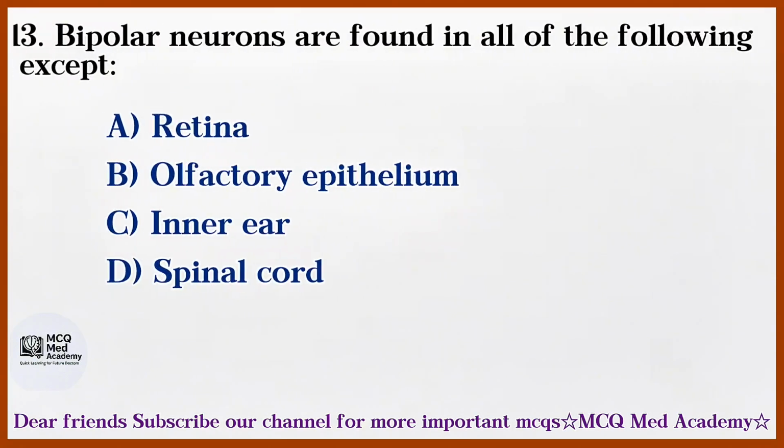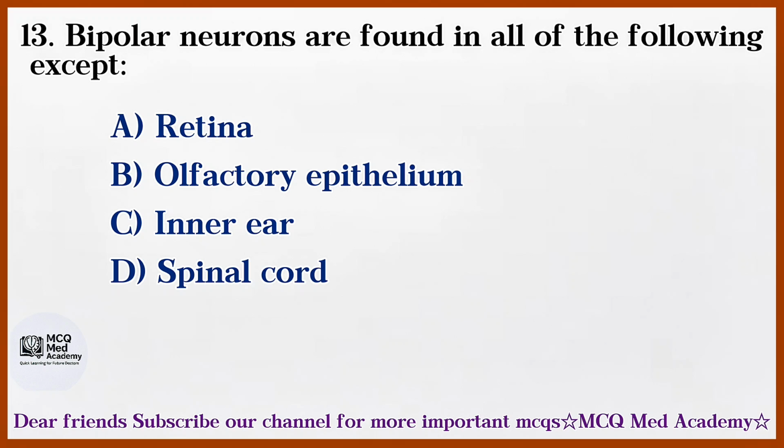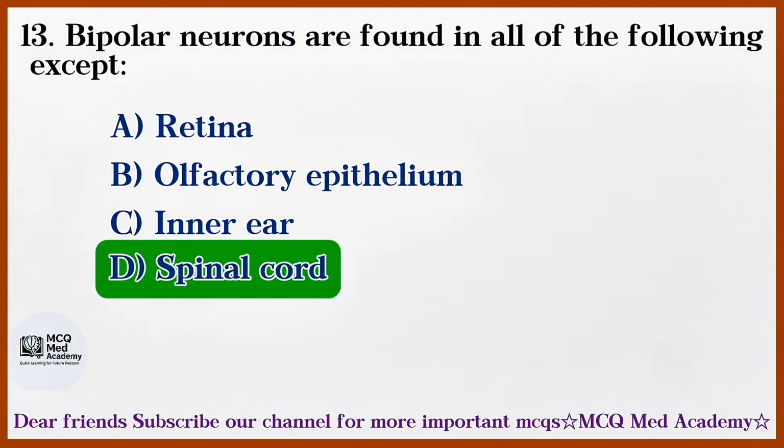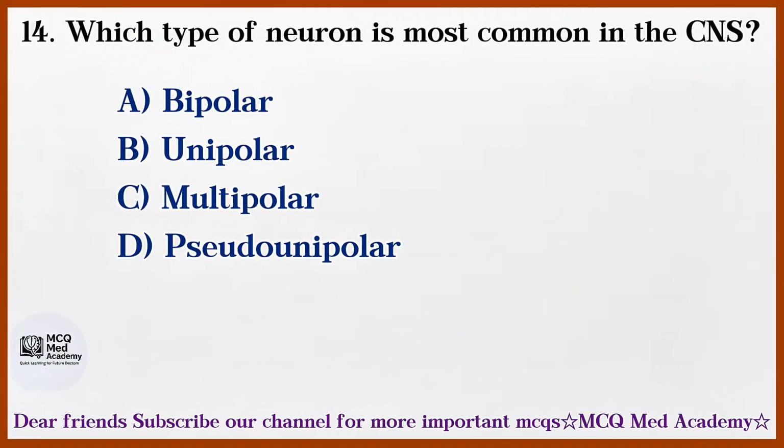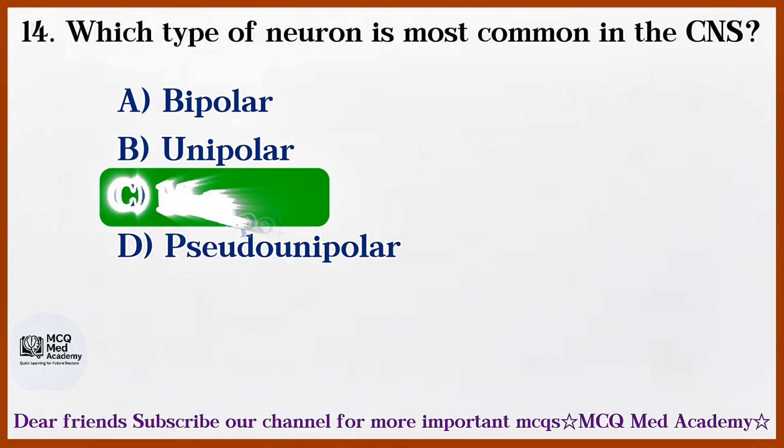13. Bipolar neurons are found in all of the following, except: Correct answer. D. Spinal cord. 14. Which type of neuron is most common in the CNS? Correct answer. C. Multipolar.